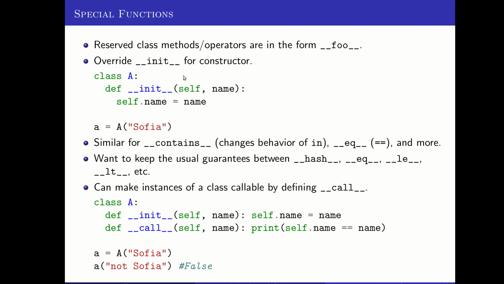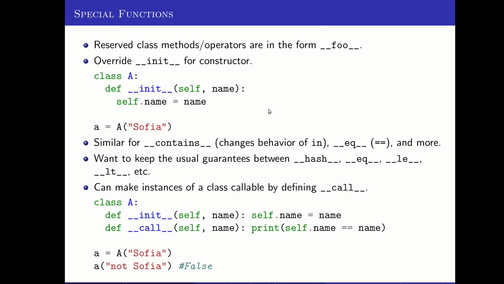So this is a pretty simple one. It will take self and name. Here, that just means capital A, parentheses, and then the string Sophia. And now we will have created one that has Sophia stored as the instance variable name.